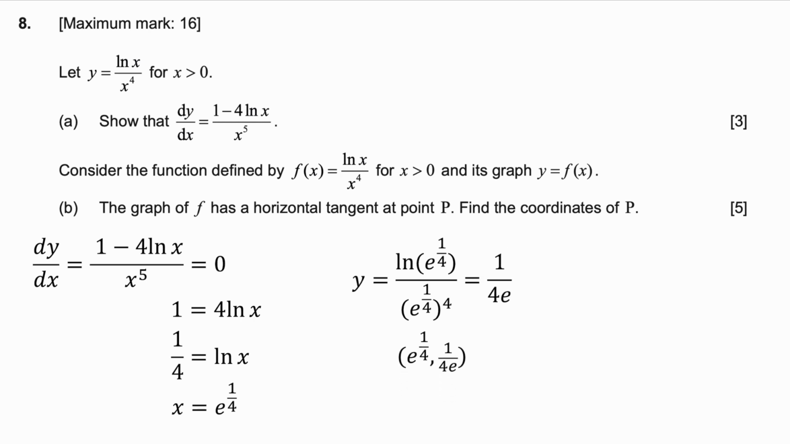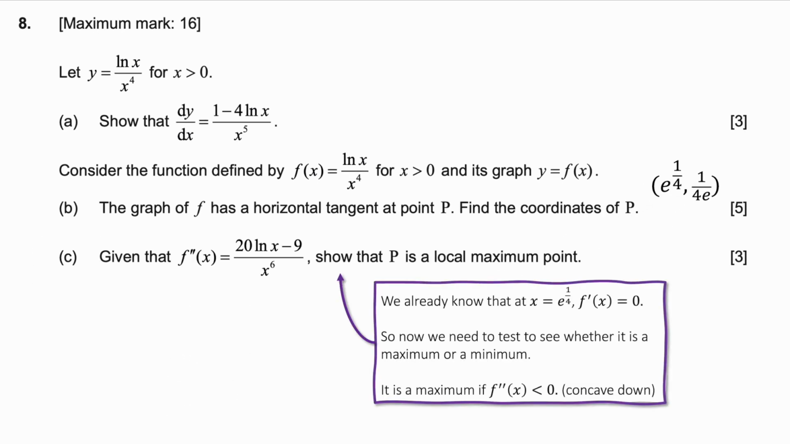Which is the same as 1 over 4e. Just converting 1 over a quarter over e to be 1 over 4e. We've now got the coordinates. We've got e to the power a quarter and 1 over 4e. Cool. That is the coordinate of P.